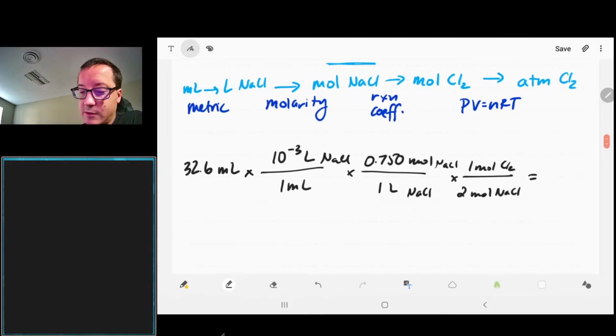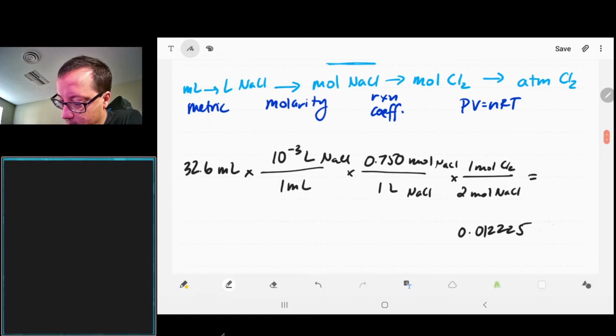So let's just do this part for now. If you want, you can go ahead and do it all at once. That's not a problem. But let's just go from here because I'm out of space anyway. So 32.6 divided by 1,000 times 0.75 divided by 2. Doing this, we get 0.012225 moles of chlorine.